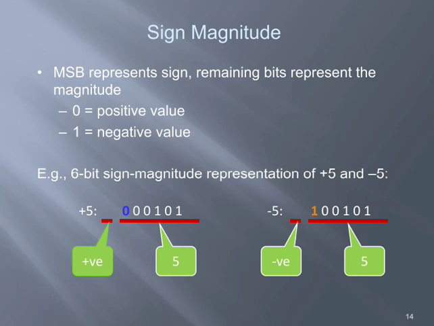So how to represent plus 5? It will be 000101 as plus 5 and 100101 as minus 5. So this is how you can represent both positive binary numbers as well as negative binary numbers by using this sign magnitude representation.